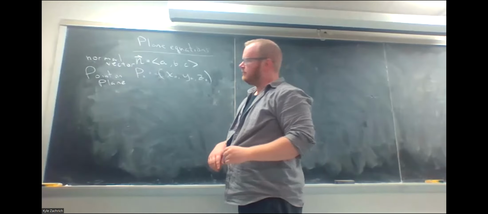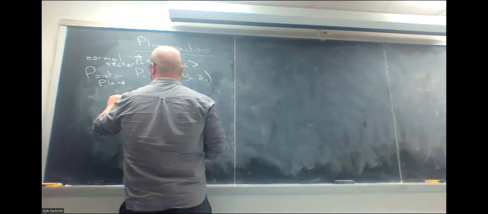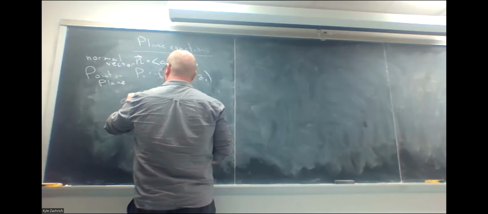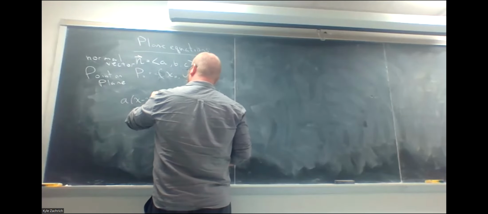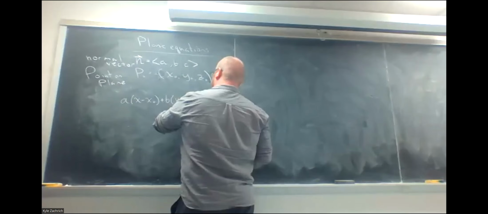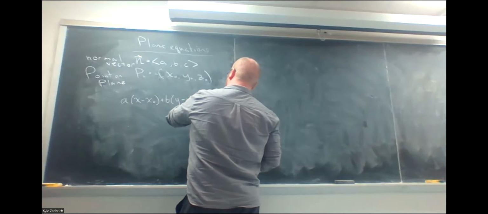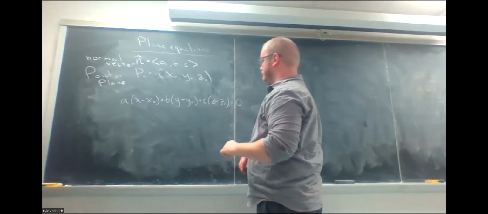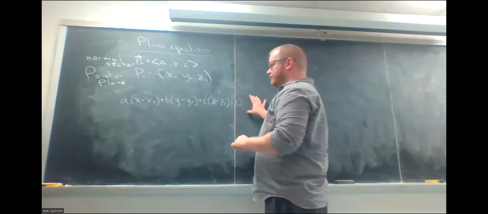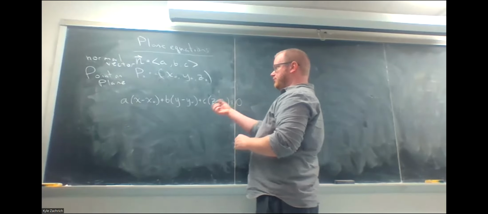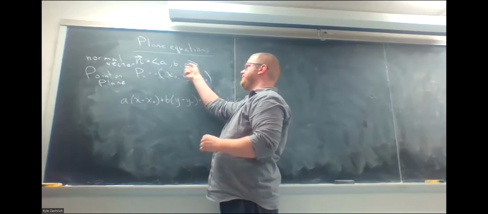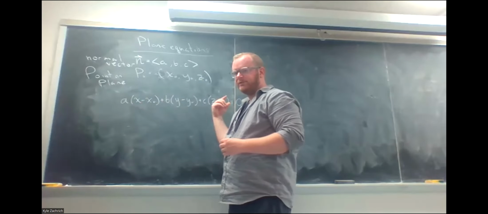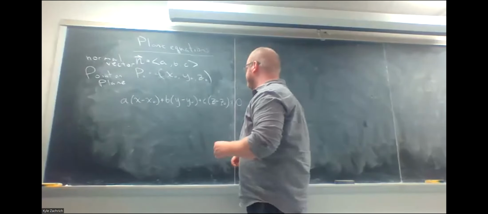Then the two forms that this plane equation can have, one of them is A times (X minus X naught) plus B times (Y minus Y naught) plus C times (Z minus Z naught) is equal to 0. That's one form of the equation. So if I give you a normal vector A, B, C, and I give you a point X naught, Y naught, Z naught, you can fill in everything but the X, Y, and Z in here. That'll give you the equation of the plane.